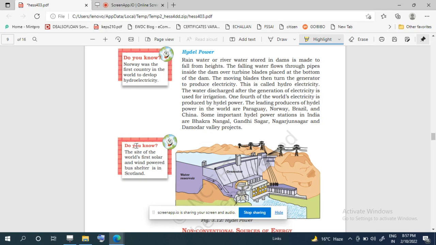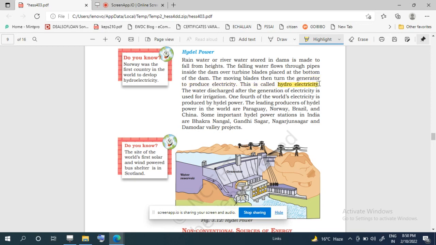एनर्जी. एंड रेन वाटर या रिवर वाटर को we can store it in dams and then we can make it fall from heights, है ना? And when it falls from heights, what happens is that because of this speed of water, the blades of the turbine move, and this movement of the blade causes the generator to generate electricity. So this is called hydropower, hydel power, hydroelectricity.